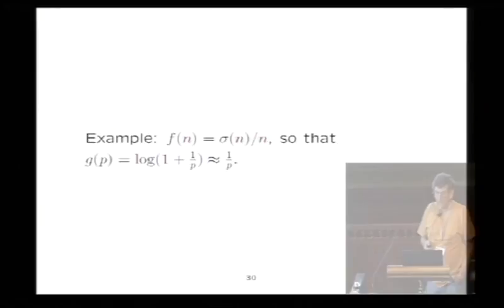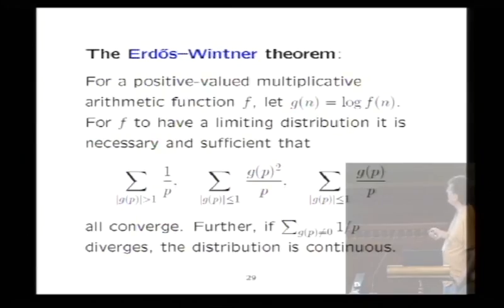So f of n is sigma n over n. This is a multiplicative function. Its value at a prime p is 1 plus 1 over p. And so the function g of p that we saw in the previous slide is just the log of 1 plus 1 over p. Now we know from Taylor's theorem, for example, that the log of 1 plus 1 over p is approximately 1 over p. So let's go back and look at those three series. If g of p were just 1 over p, then it wouldn't be bigger than 1. So the first series would be at worst a finite series, so certainly it would converge.